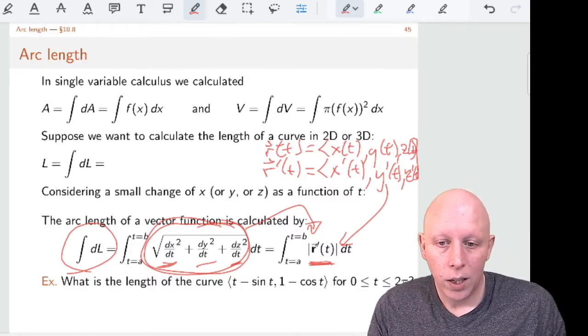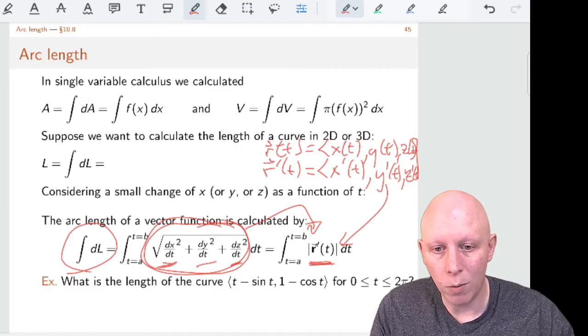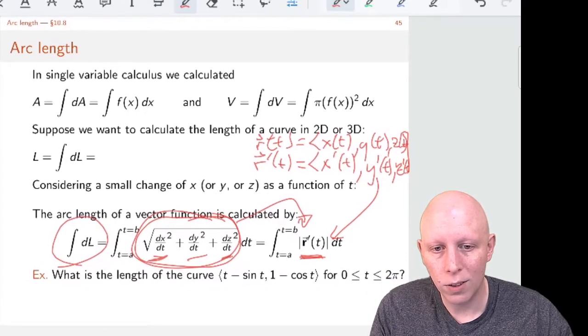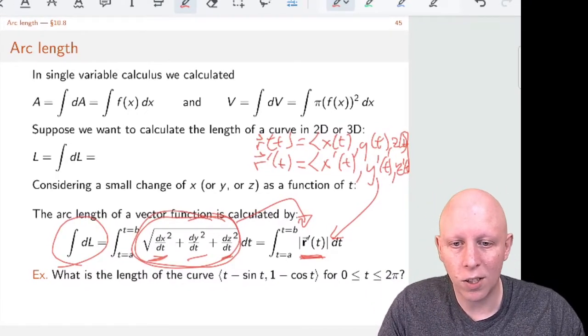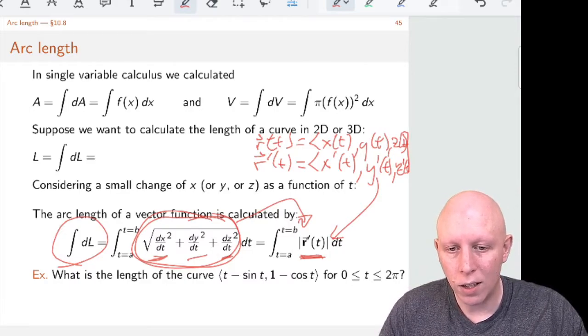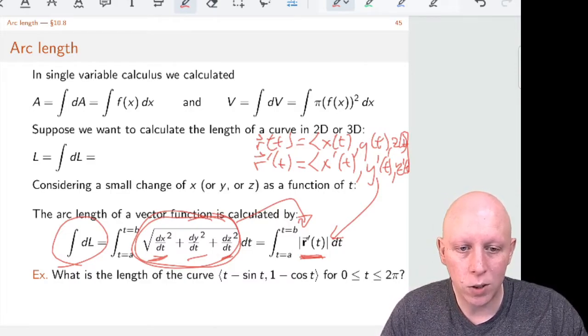So let's do a quick example. Let's say we want to find the length of the curve. Here's a really nice curve. What's the length of the curve when t goes from 0 to 2 pi?